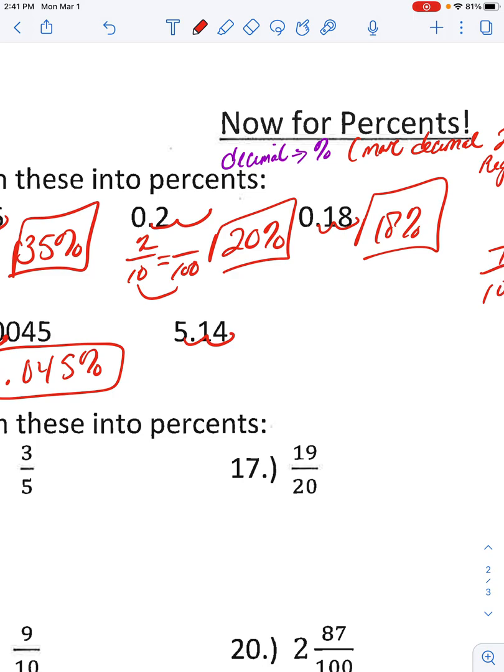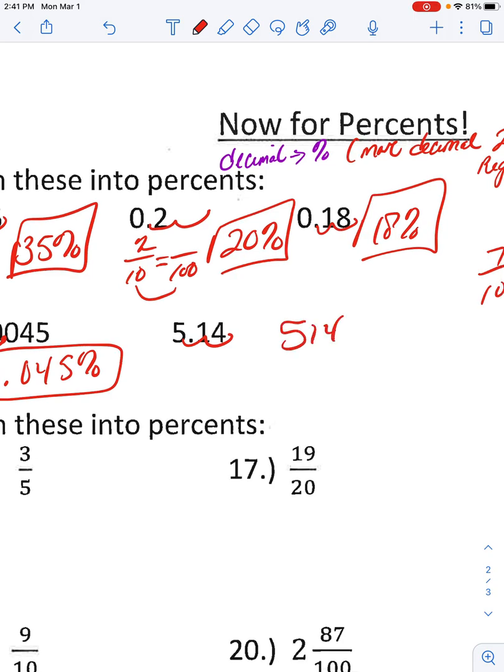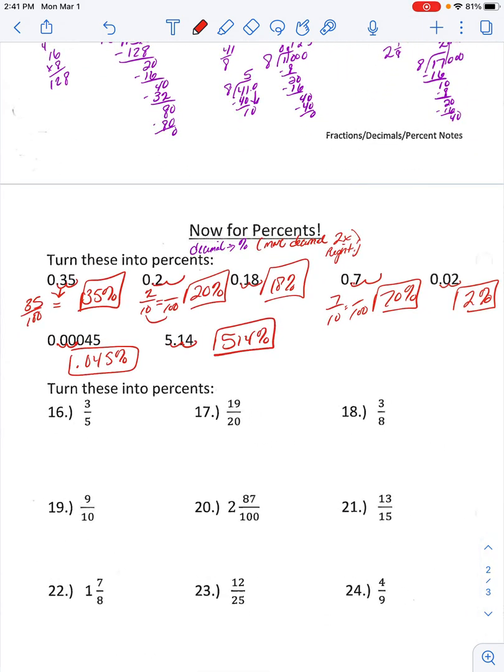5 and 14 hundredths would be 514%. Okay.